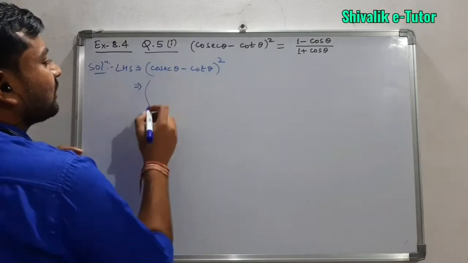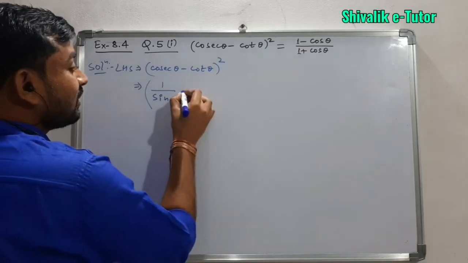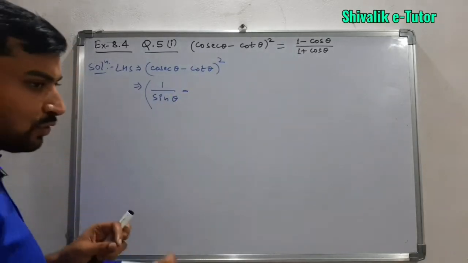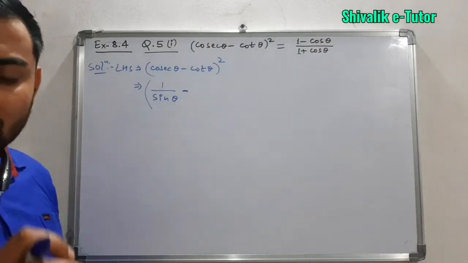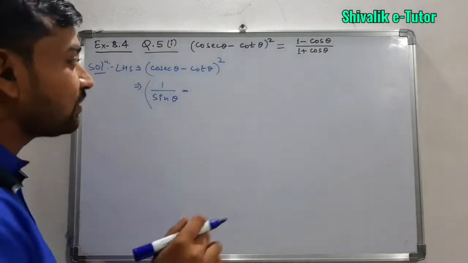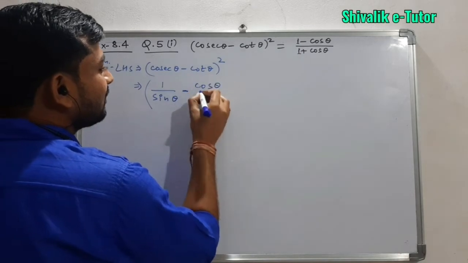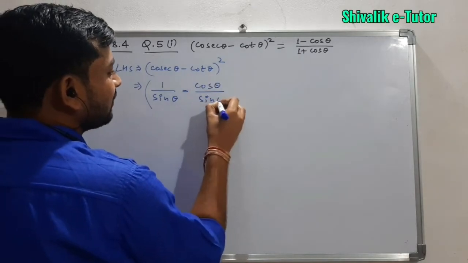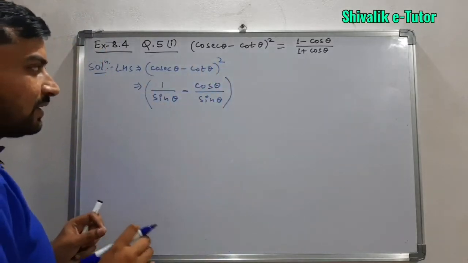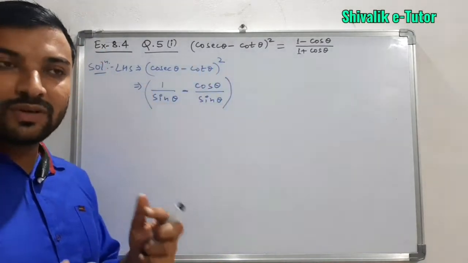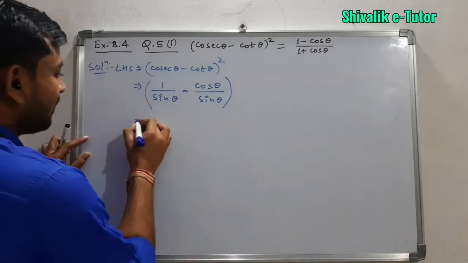So let us convert. Cosec theta is the reciprocal of sine theta, so it can be written as 1 upon sine theta, and cot theta is the reciprocal of tan theta, and tan theta can be written as sine theta upon cos theta, which I discussed in the trigonometric ratios video. So here it is cos theta upon sine theta. If you are having any problem in this topic about trigonometric ratios, you must watch my video on trigonometric ratios.